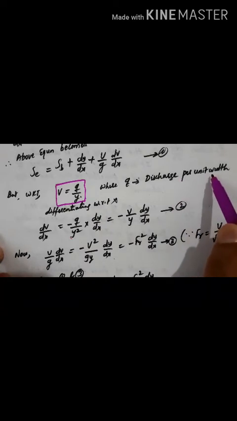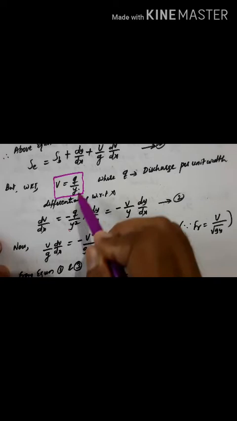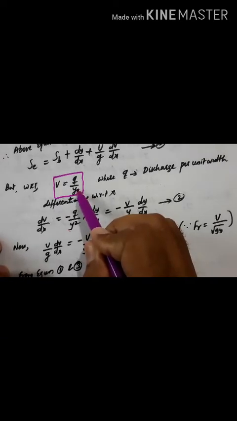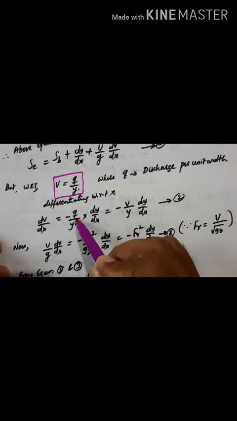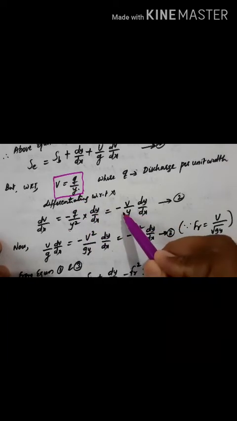I hope you understood this one. This we know, V equals q by y, where q is the discharge per unit width. Then dV by dx will be what? Minus q by y square. This is differentiating with respect to x. q is a constant term, and we differentiate 1 by y with respect to x. We get minus q by y square into dy by dx, which is minus V by y into dy by dx.